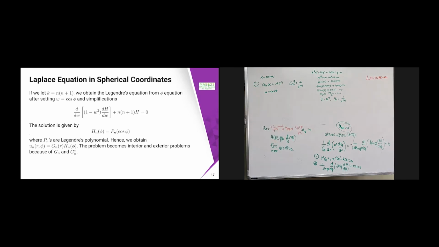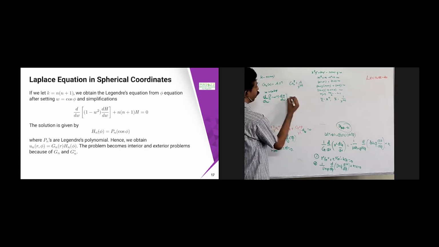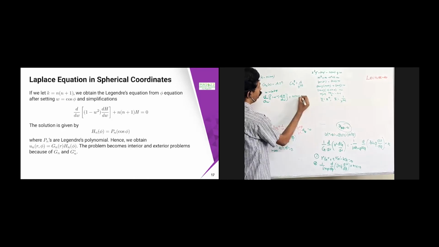So in this case, in terms of w, you are going to get d by dw of (1 minus w squared) into dH by dw, plus n into n plus 1 into H, equal to 0. So this equation you know already. This equation is called Legendre's equation. So for this you know the solution.